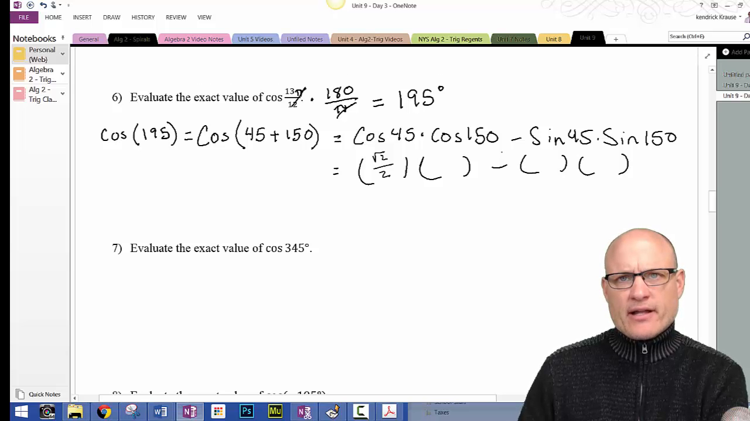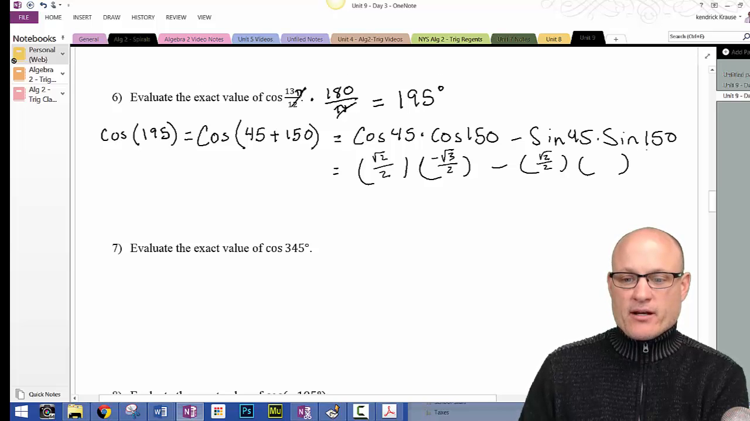150 is in the second quadrant, and I know cosine is negative in that quadrant. It has a reference angle of 30, and I know that the cosine of 30 is the square root of 3 over 2. Sine of 45, that's easy: square root of 2 over 2. And again, reference angle of 30, but sine's positive in this quadrant, so we don't have to worry about a negative sign. And the sine of 30 is 1/2.